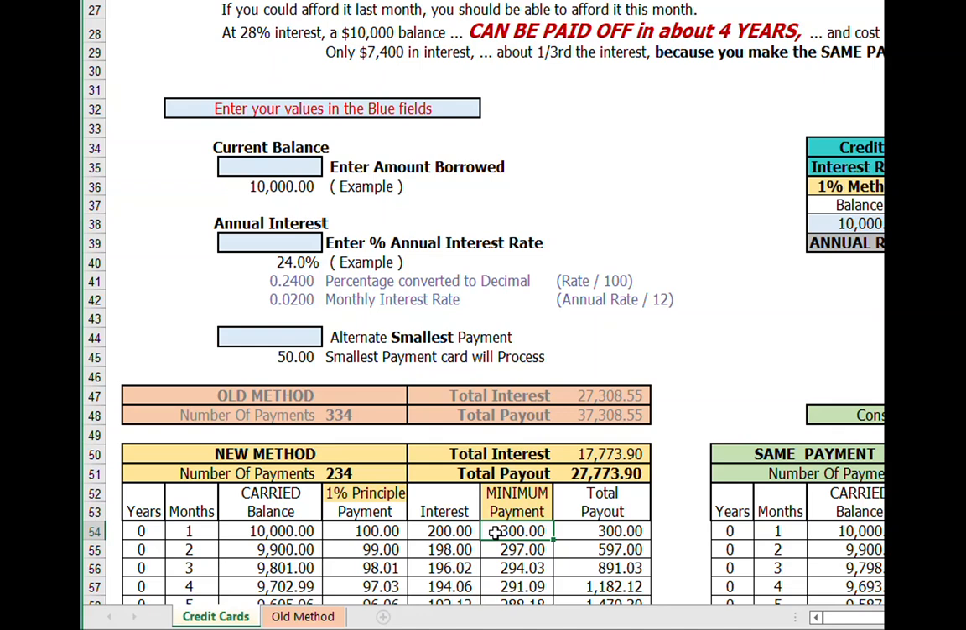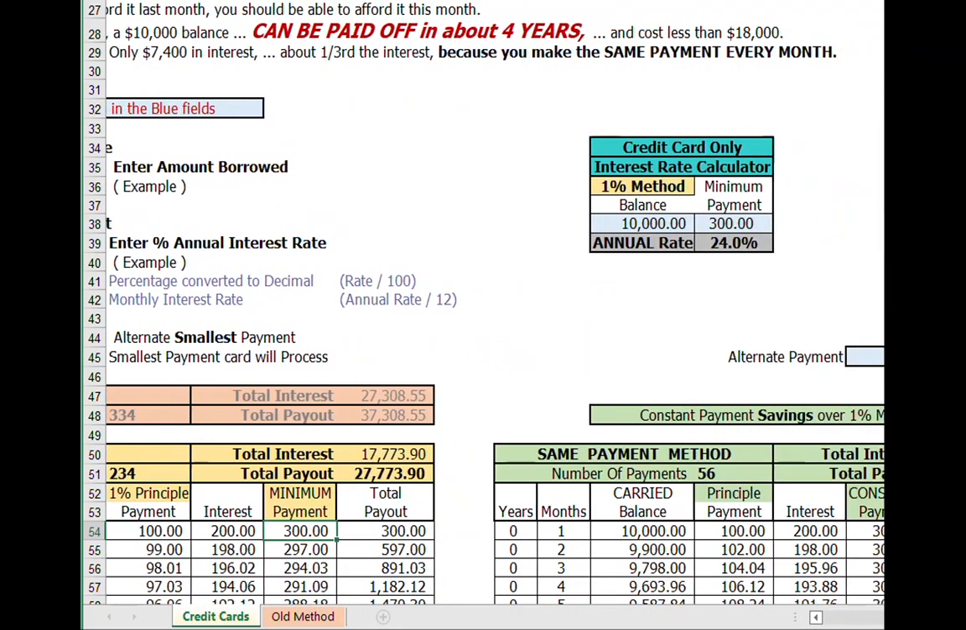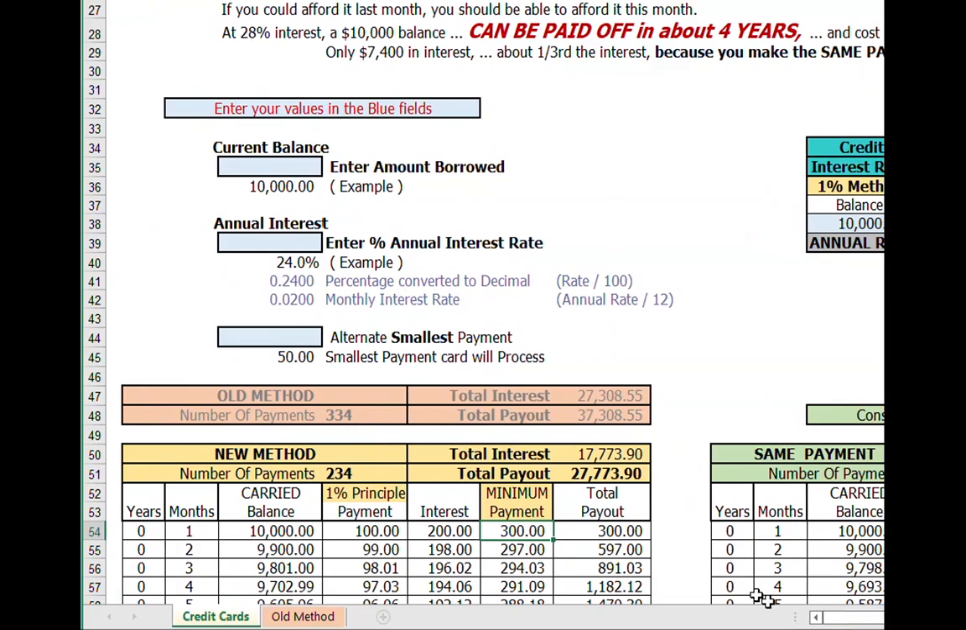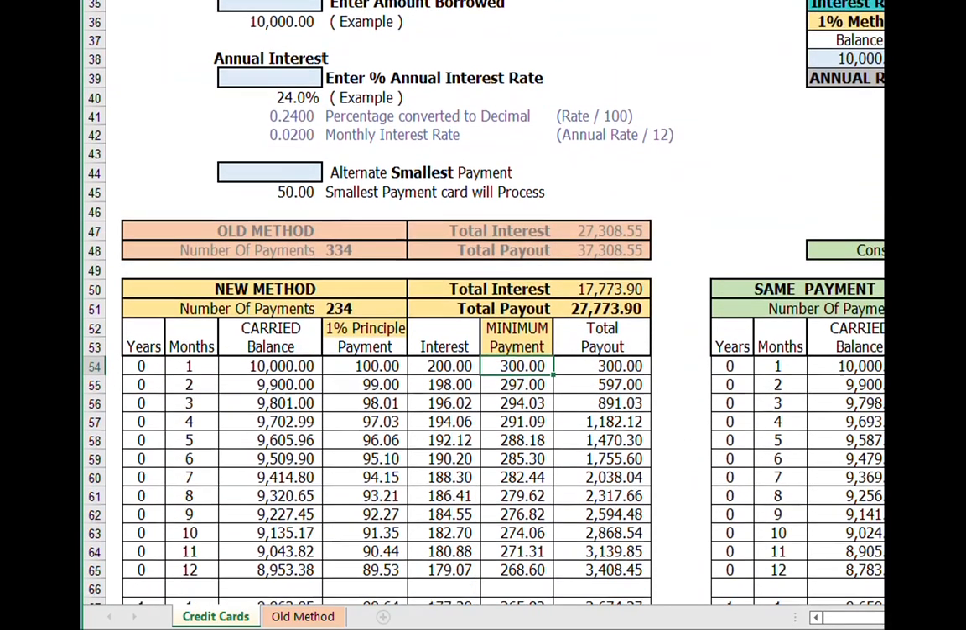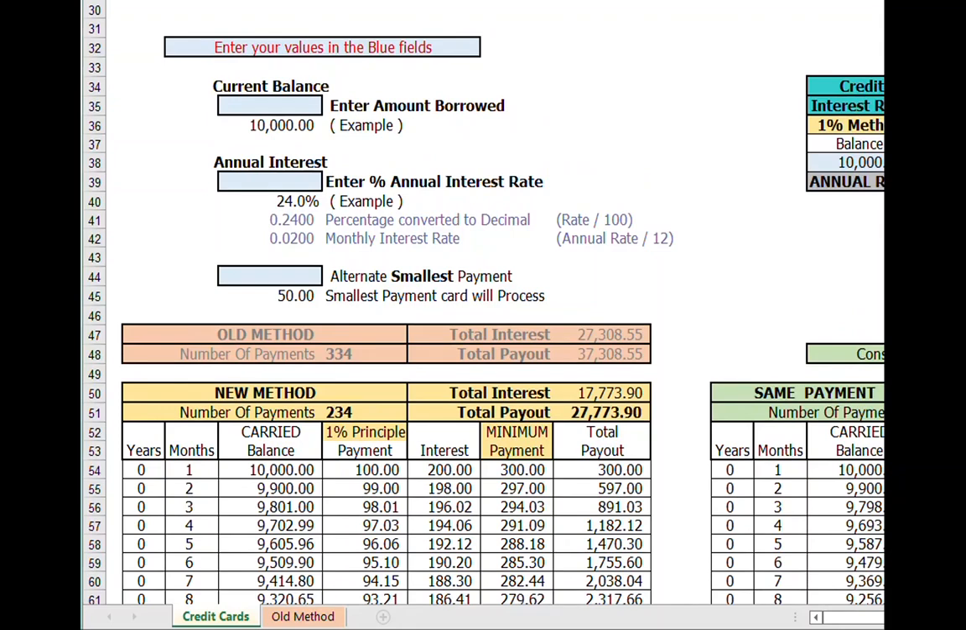Since $300 is what you would pay for a minimum payment, we'll use that same number for a constant payment in the second table. And that's over here. But we're not there yet. It then populates the 2 tables to show the month-by-month payoffs. The first table showing payoff by making only minimum payments.